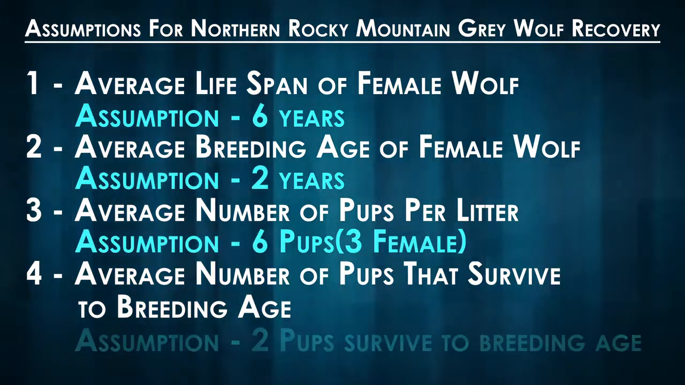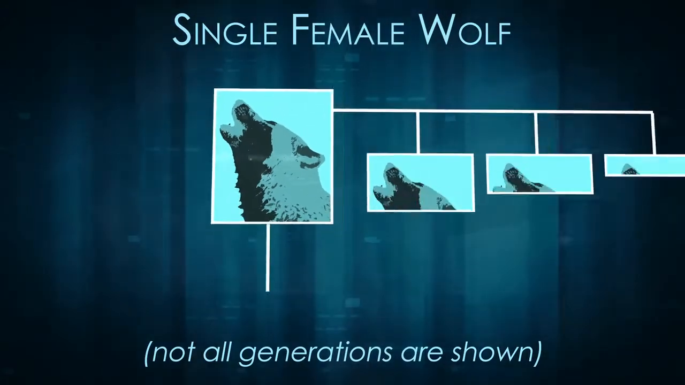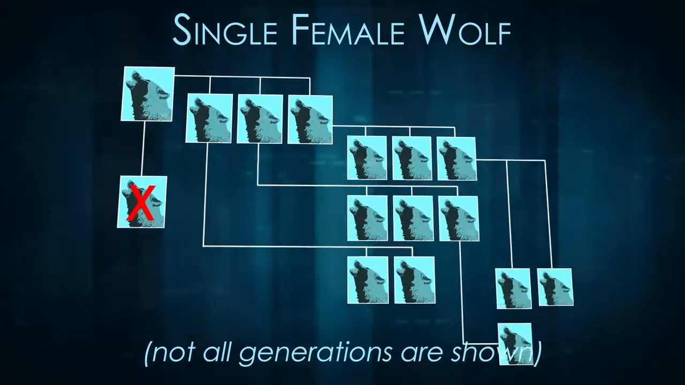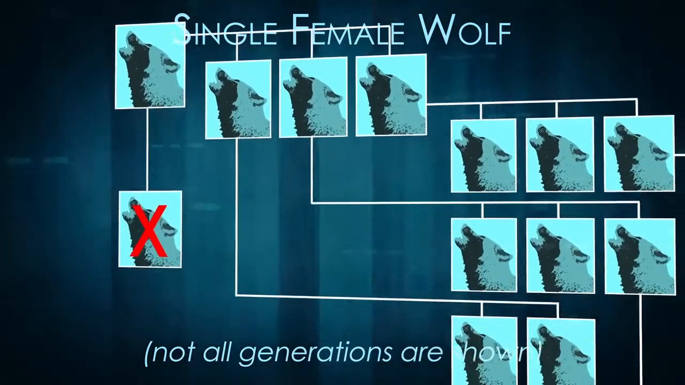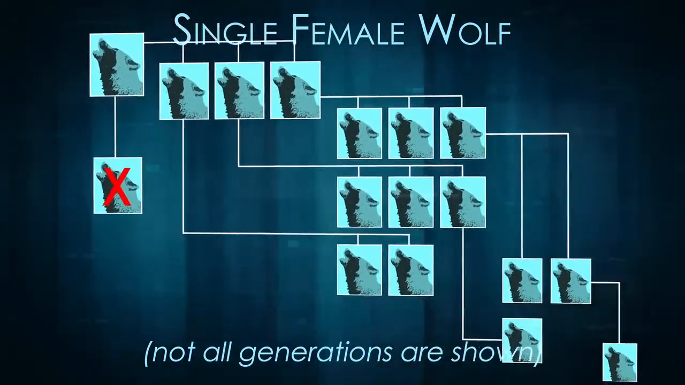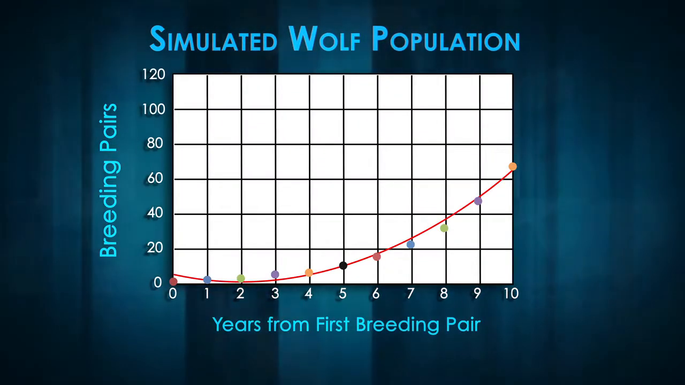And a litter size of 6, where 33% survive to breeding age. So we took this information and made a tree chart for the first 10 generations of offspring from a single female wolf. We took that simulation data and we used a spreadsheet to draw the quadratic equation that would estimate the population. But this is just a theoretical model. If we were actually starting a recovery program, then we would start testing our hypothesis using actual data.